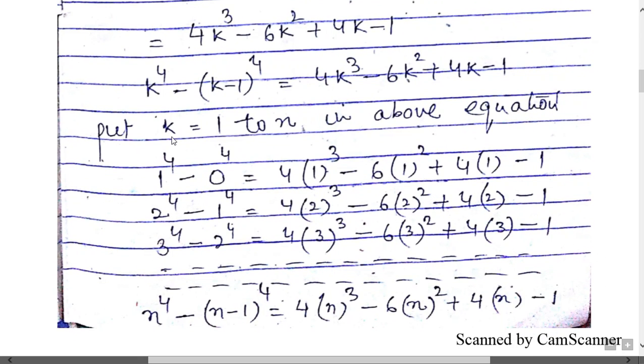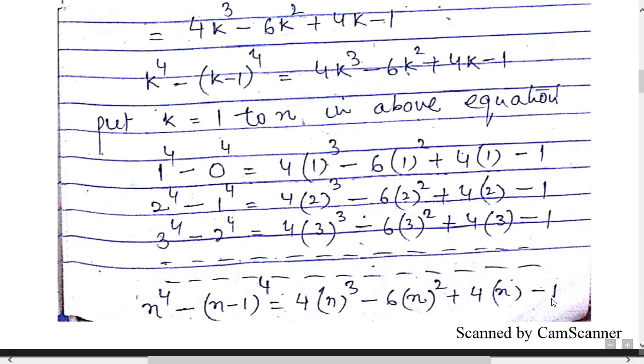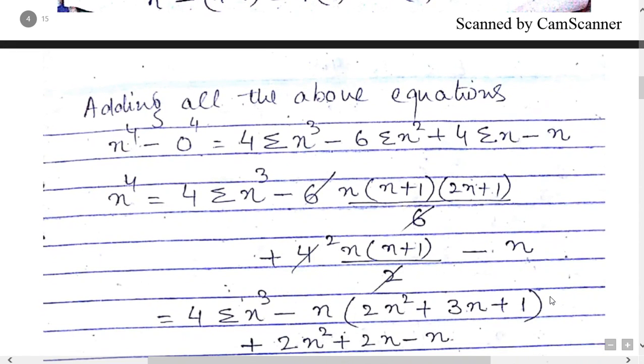Now again insert the values from 1 to n in this equation, as per the previous question. Clearly, when you add the terms, it's 4 into sigma n cube minus 6 into sigma n square plus 4 into sigma n minus n. These terms are there. You have to find the value of sigma n cube. Insert the values of sigma n square and sigma n, both the terms.